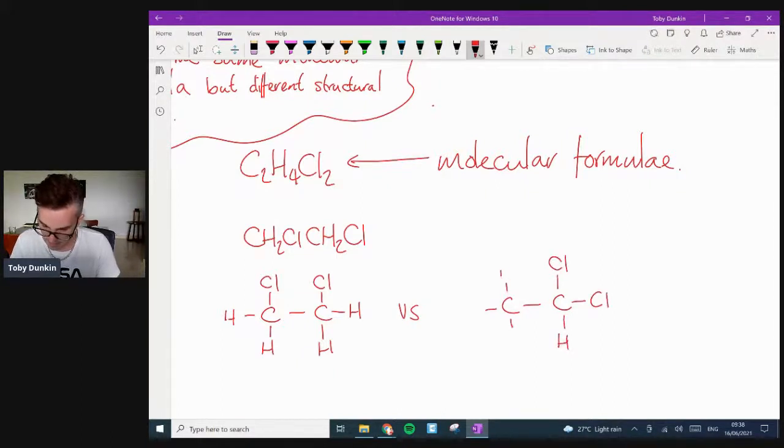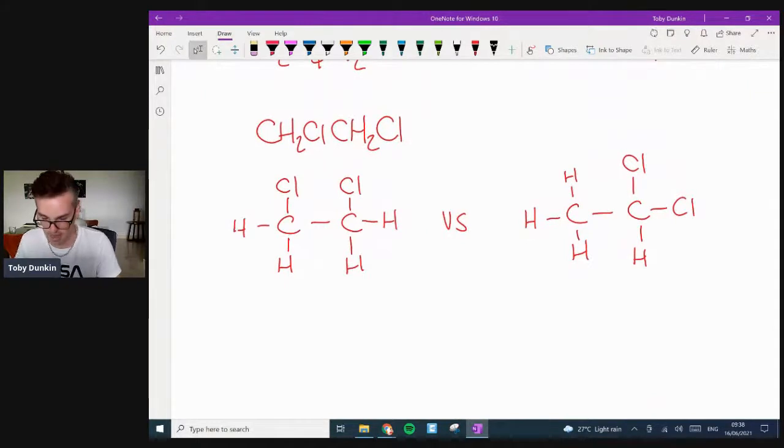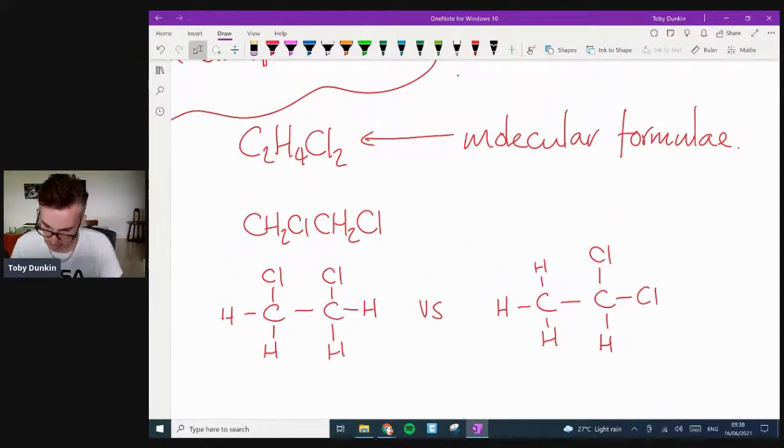They do love this definition, by the way. Do be aware of that. These two are not the same things. Yeah, different isomers. Same molecular, different structural.